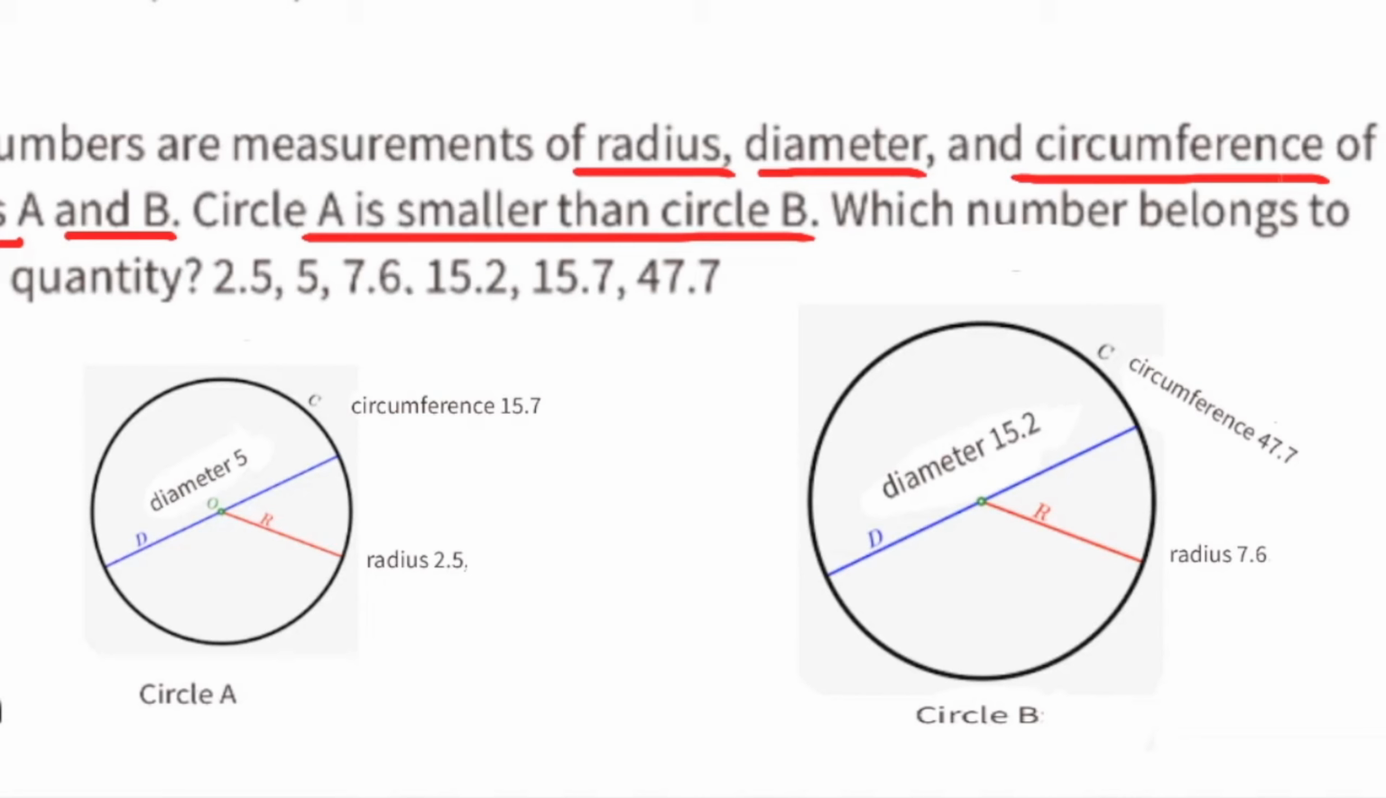Let's look at the other numbers. 7.6 could be the radius of circle B, and 7.6 times 2 would be 15.2. So the diameter of circle B would be 15.2. That leaves us with 47.7. So the circumference would be 2 times pi times the radius. And in this case, 2 times pi times 7.6 equals 47.7.